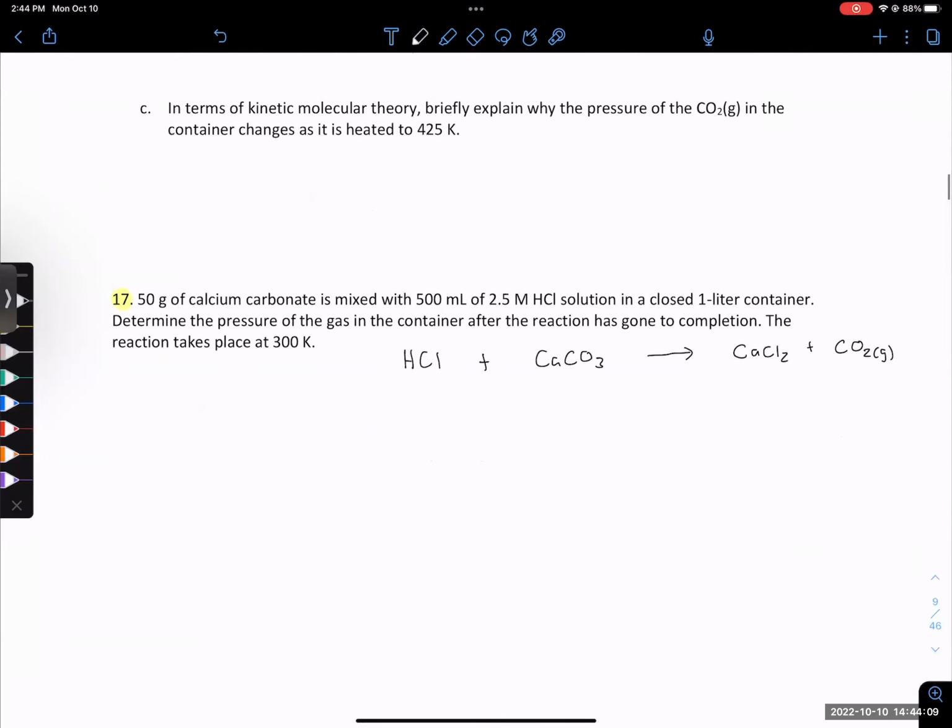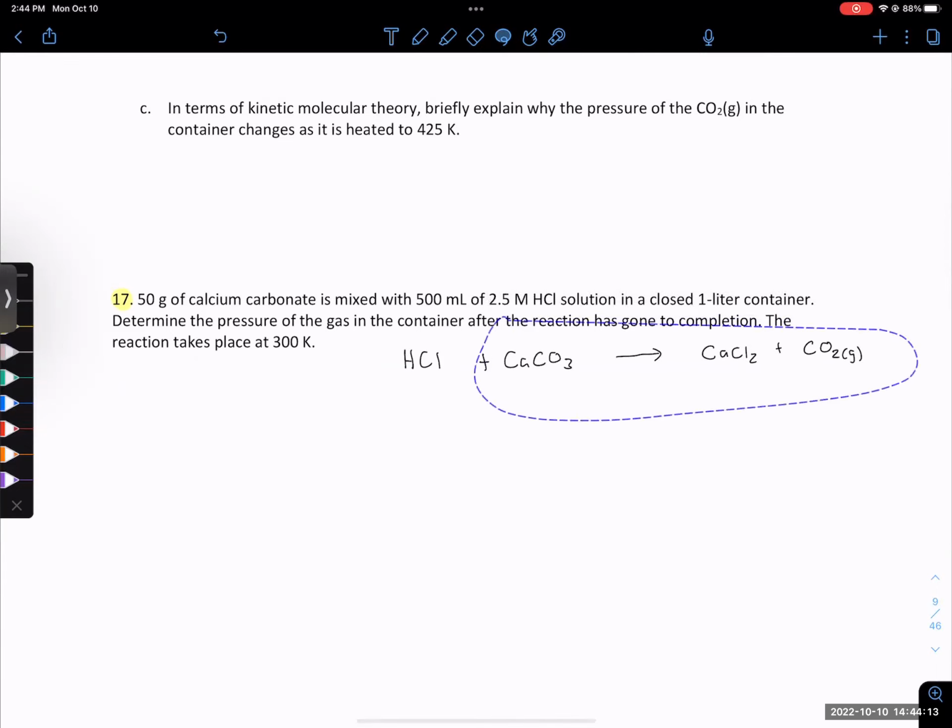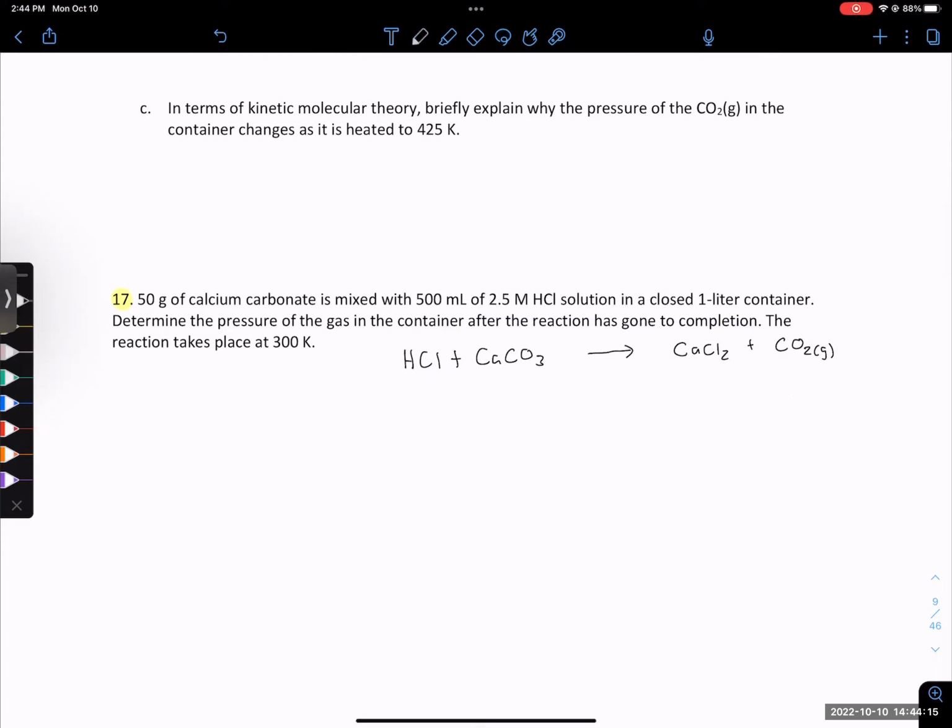And the last thing would be water, as our liquid. For a bicarbonate, would it still form water and carbon dioxide? Yes. But the bicarbonate would be HCO3 minus.